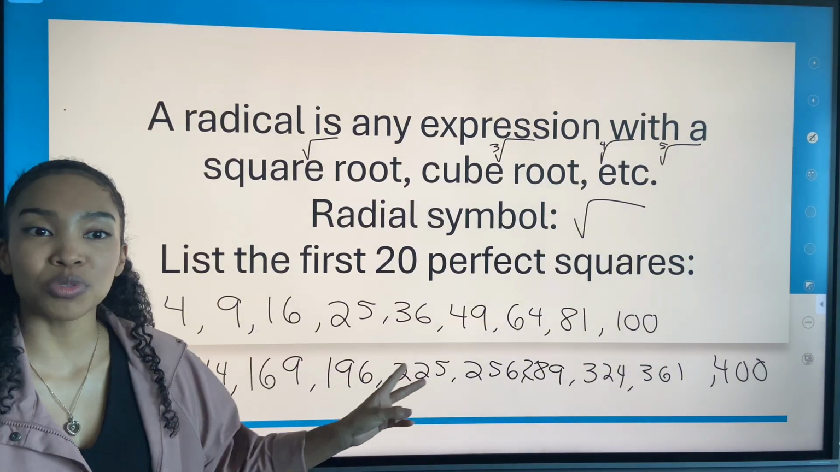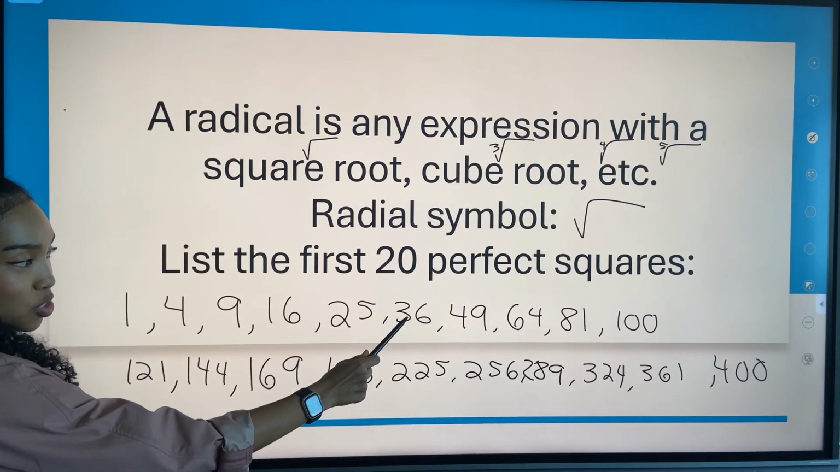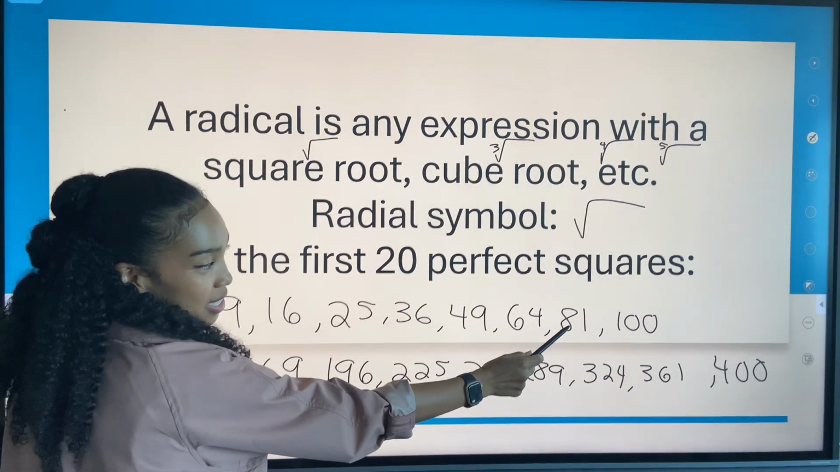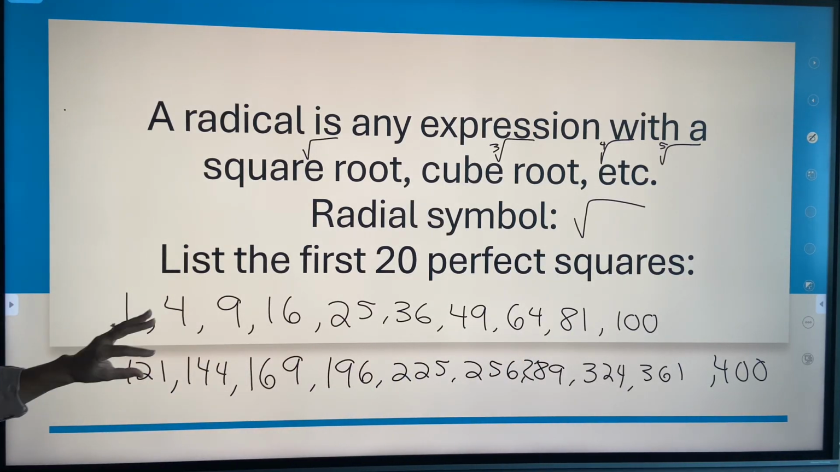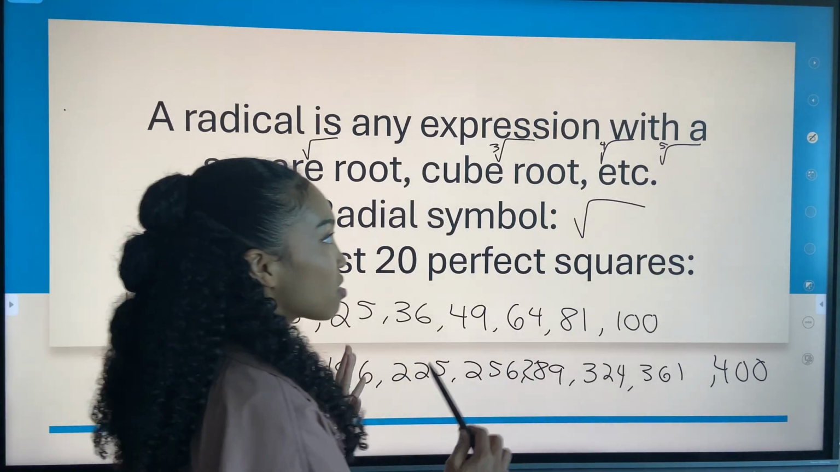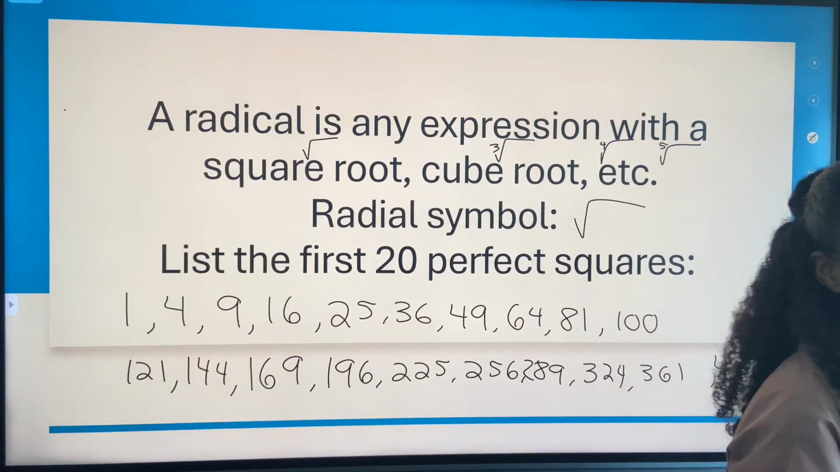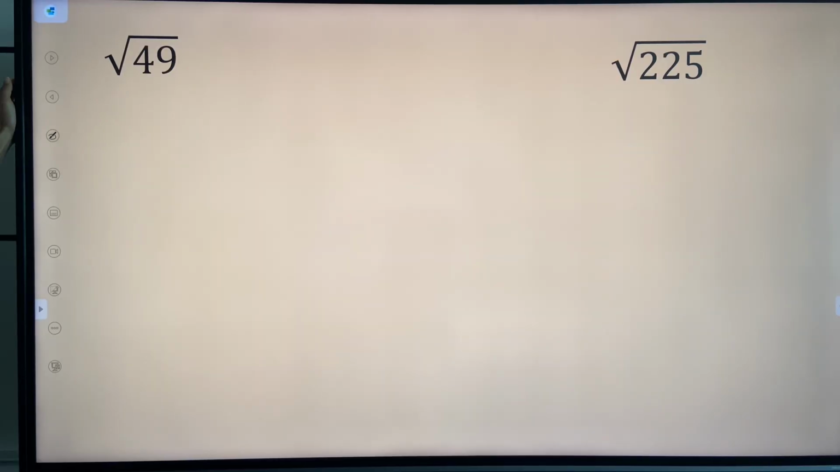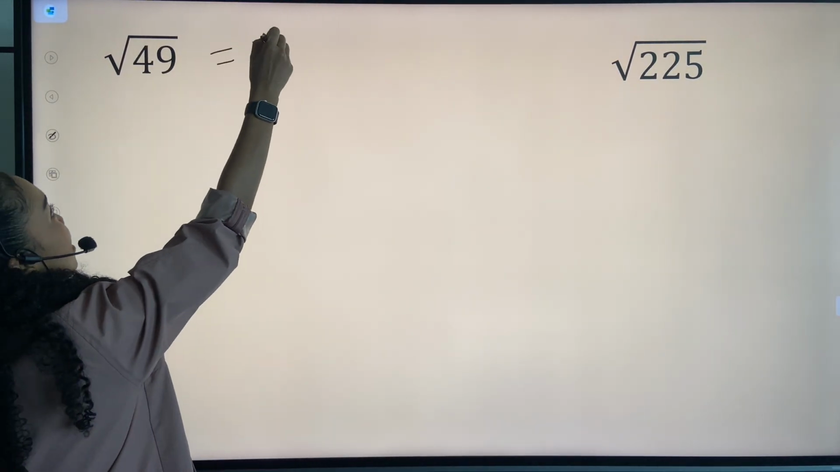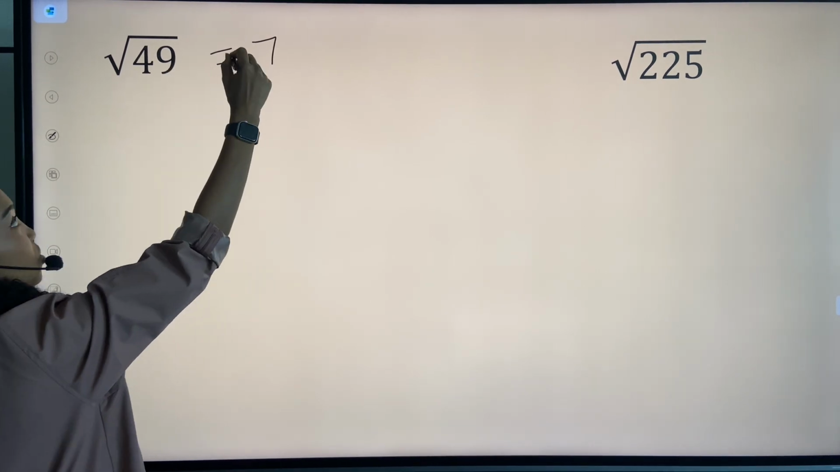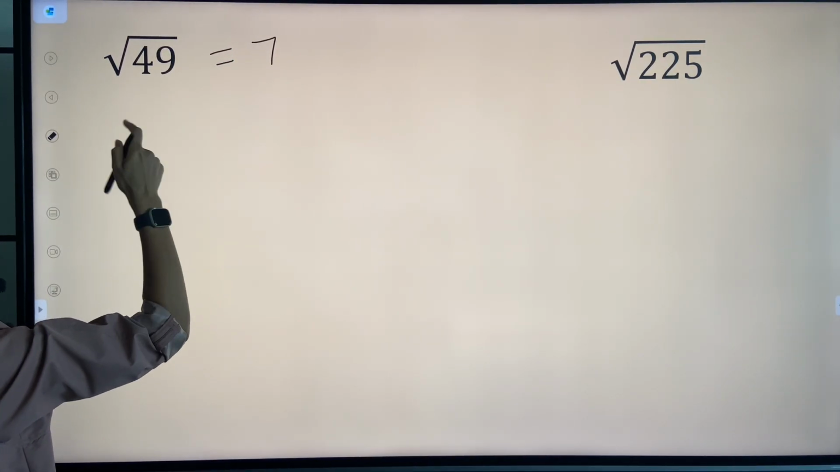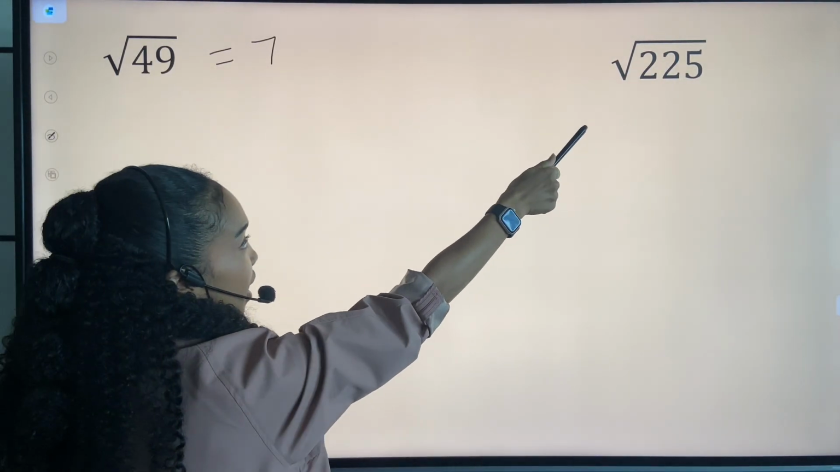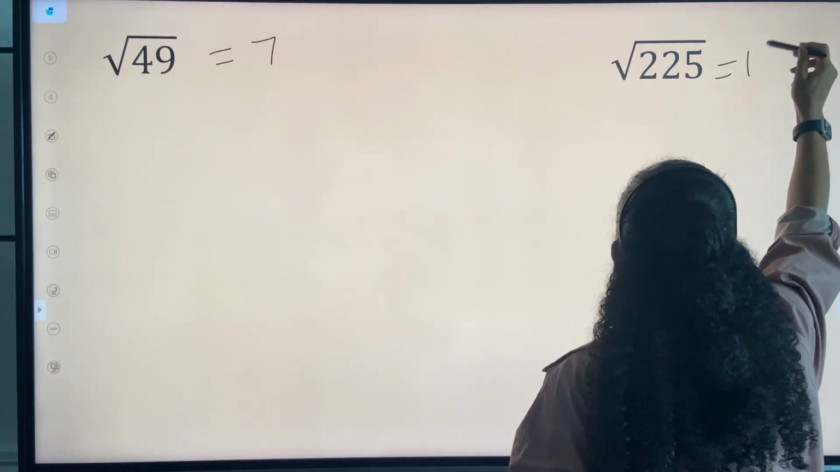You know the square roots of all of these. The square root of this one is 6. The square root of this one is 9. The square root of this one is 15. Okay? So those are the perfect squares. You easily can take the square root of those numbers, right? So what's the square root of 49? 7. It's just 7. Please do not put square root of 7. It's just 7. Okay. What's the square root of 225? 15.